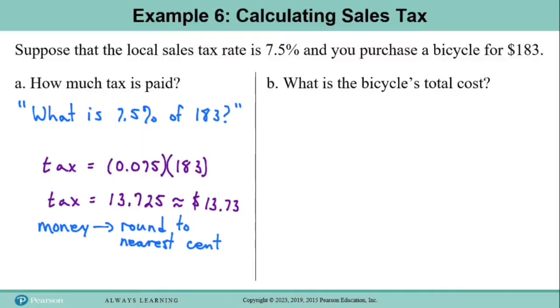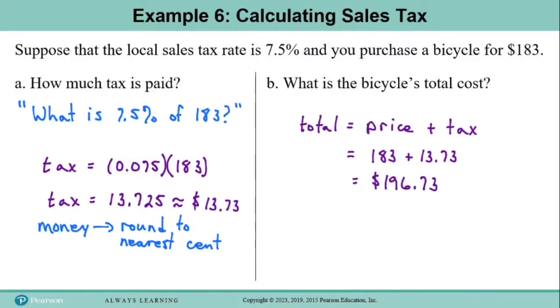Now you know that you can't just pay the tax, you have to pay for the item as well. So in part B, where it says what is the bicycle's total cost, it's always the price plus the tax. So it will be 183 plus 13.73 for a total of $196.73.